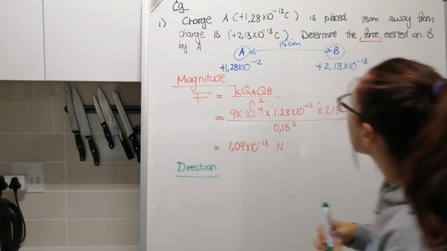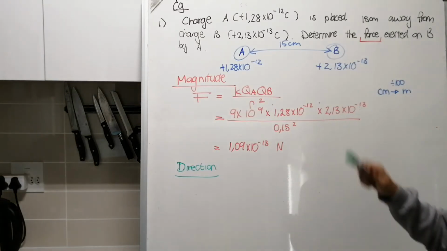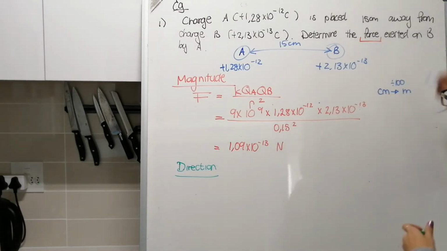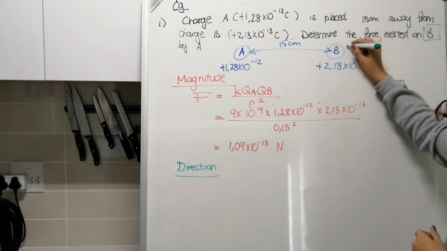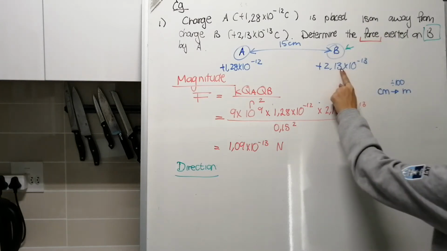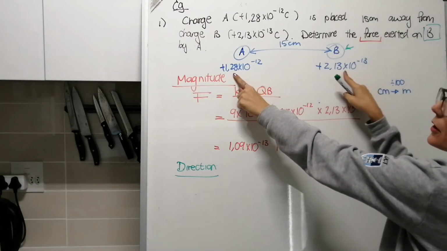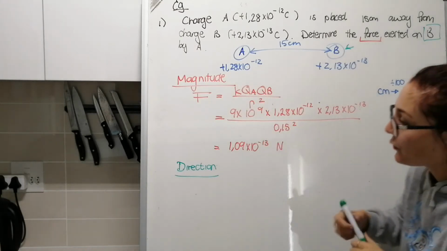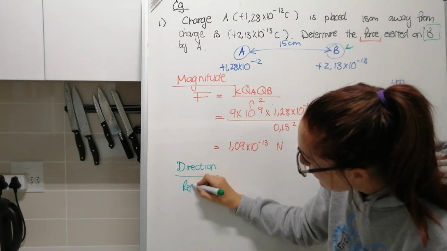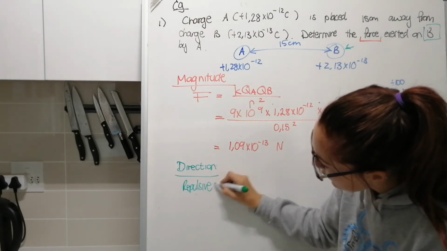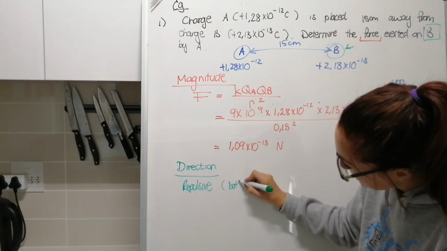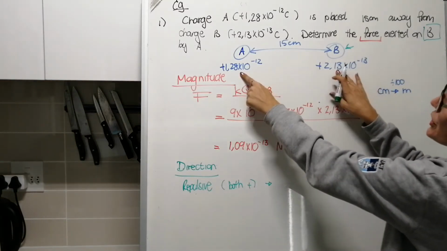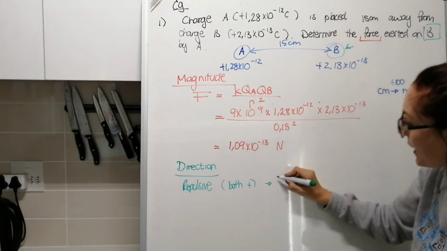Okay, so for direction, the force on, what are we doing? Exerted on B. Okay, so we're interested in the force on B. So B is positive, A is also positive, which means the force we're going to experience is a repulsive force, right? And because it's a repulsive force, because they're both positive, that means that B is going to want to move away from A.